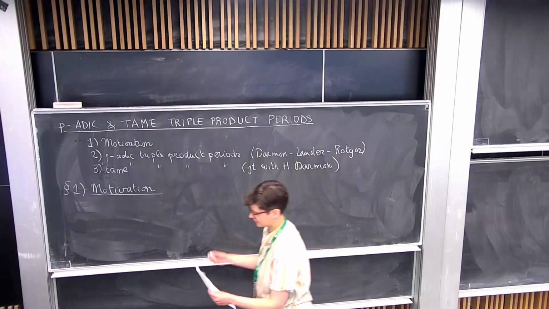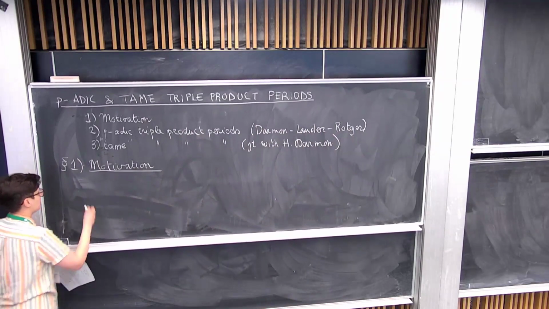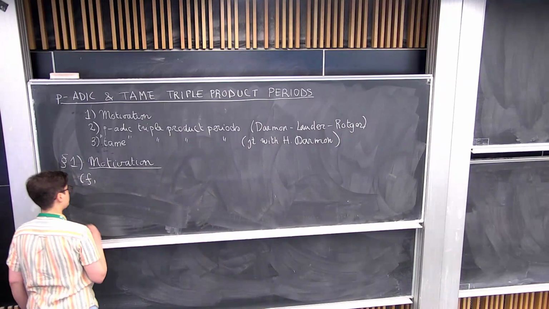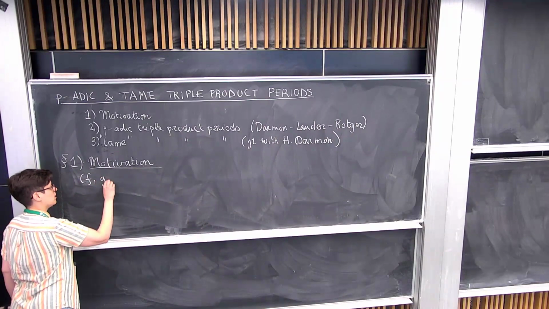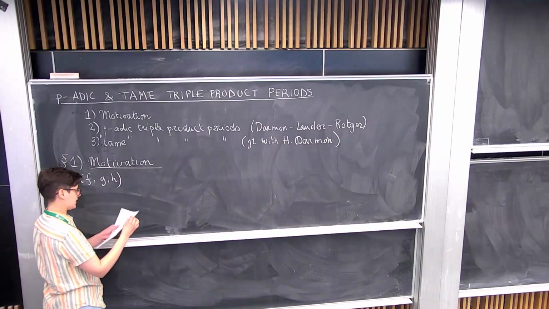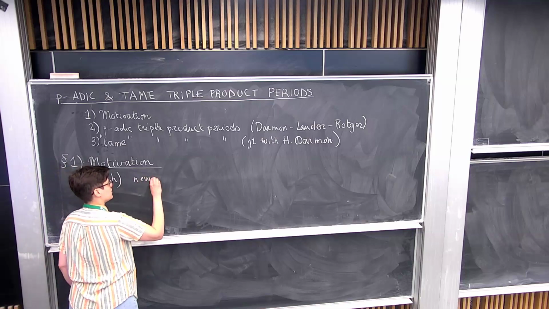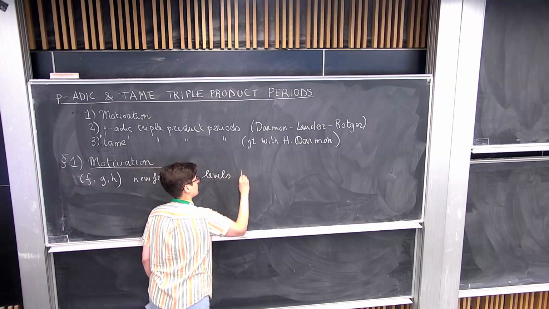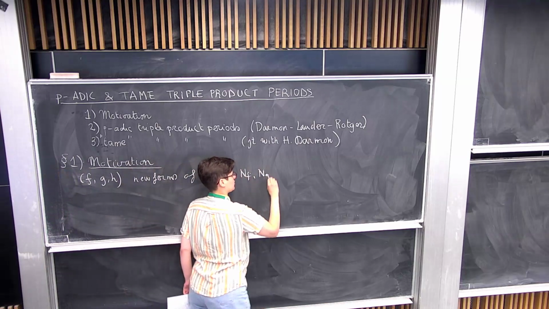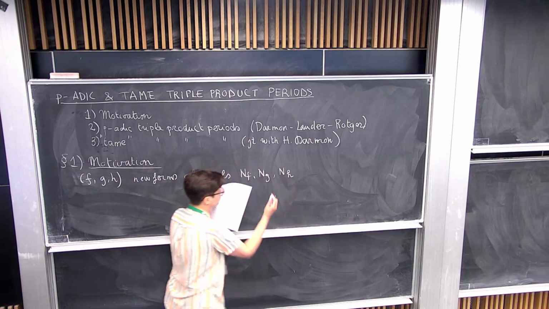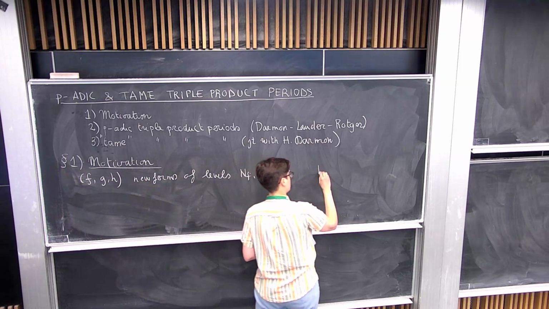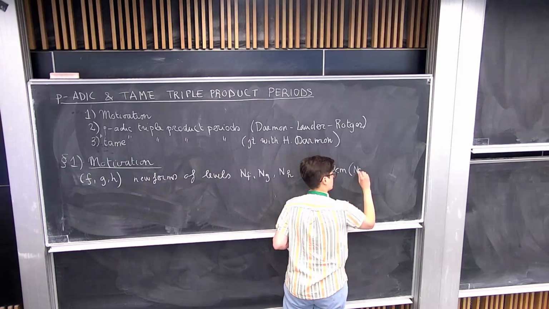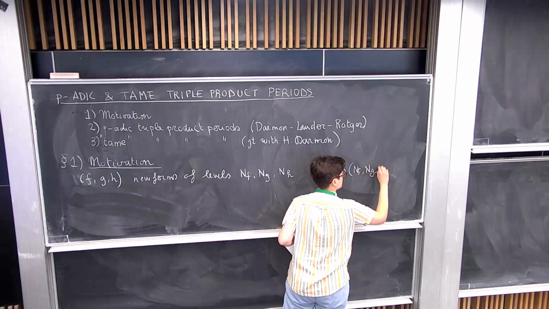So let me start with some motivation. I'm going to talk about things that have to do with triple product periods. So I'm going to start with a triple of newforms, F, G, and H, of levels N_F, N_G, and N_H. And it will sometimes be convenient to consider them as being of the common level, given by their least common multiple.